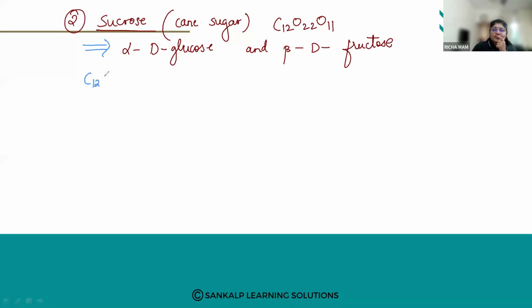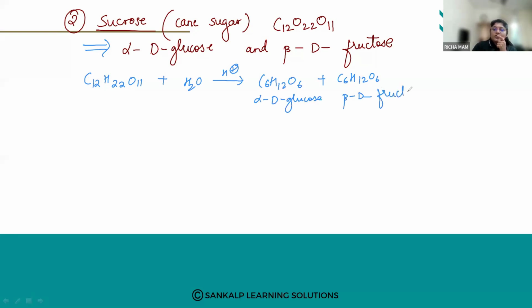So you know the reaction. When you do acid hydrolysis of sucrose, you get one unit of glucose and one unit of fructose. This is your alpha D glucose and this is your beta D fructose. Remember that. Fine.